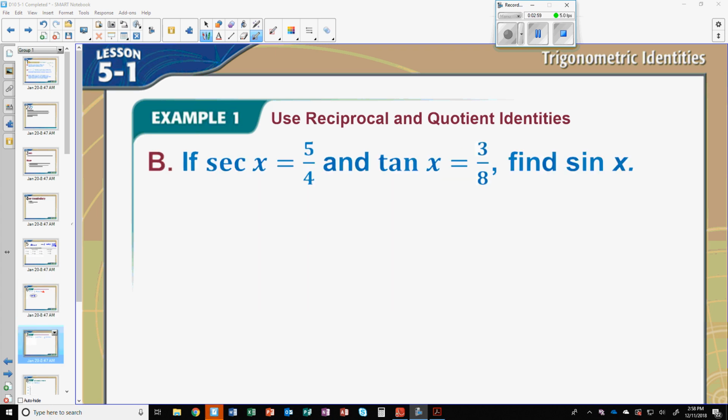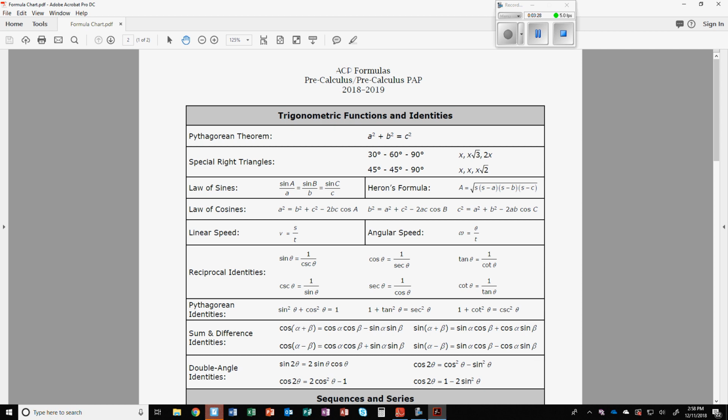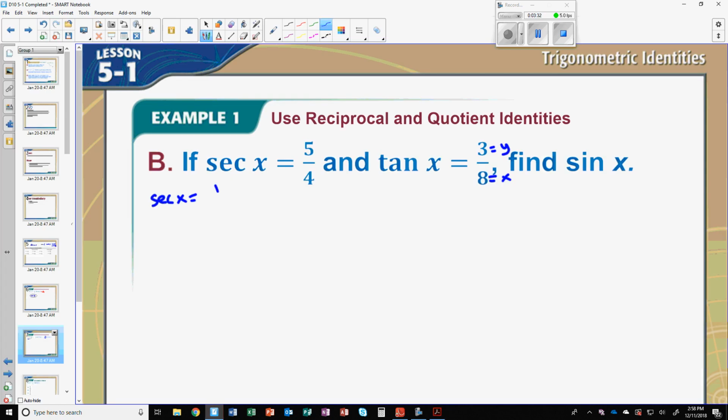Okay, let's check out part B. It says secant x is 5 over 4, and tangent x is 3 over 8. Find sine of x. Okay, so now we've got to think through this song. Sine y, cosine x, tangent is y over x. This means this is y and this is x. Now secant's not as easy because that's not a part of the song. But I do know that secant x, again the x and theta make no difference, is the same thing as, check the formula chart, 1 over cosine. So if secant x is 5 over 4, what that means for us is that cosine would be 4 over 5, because you flip it.